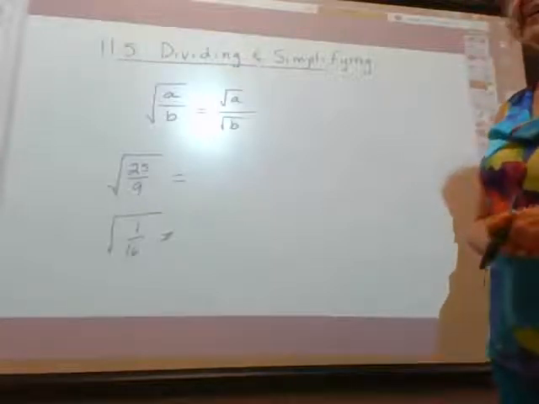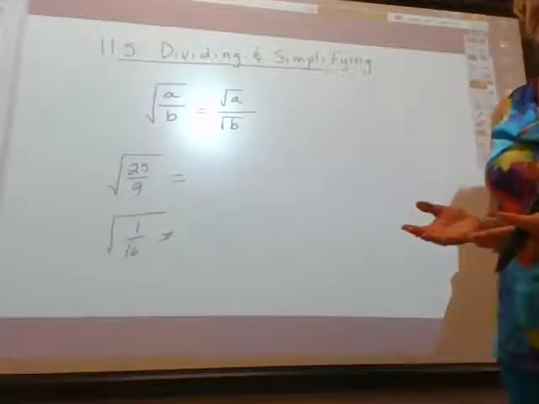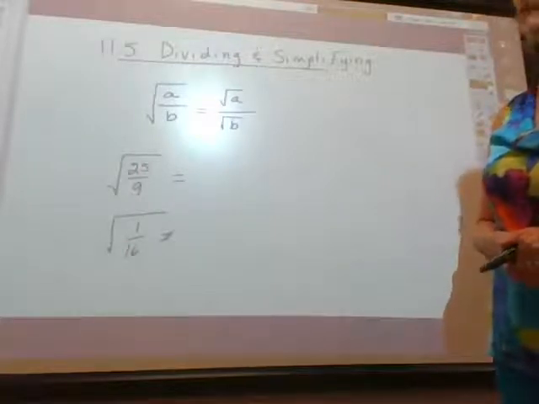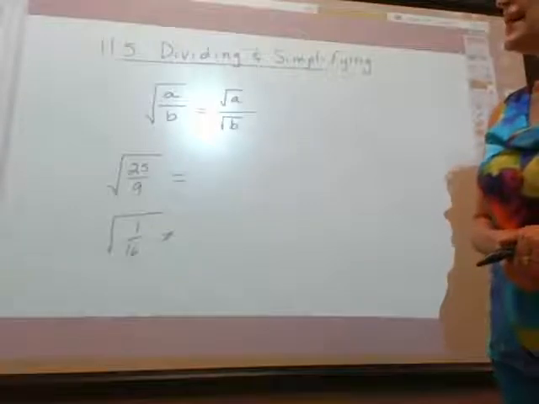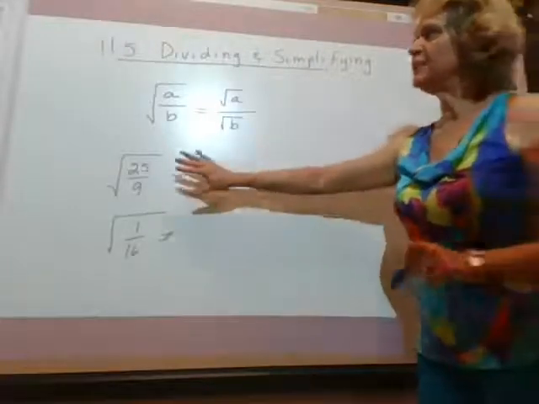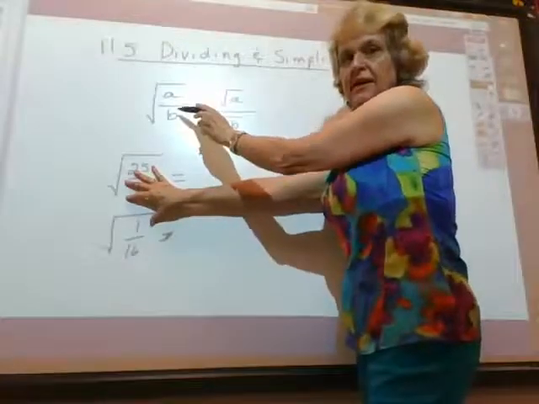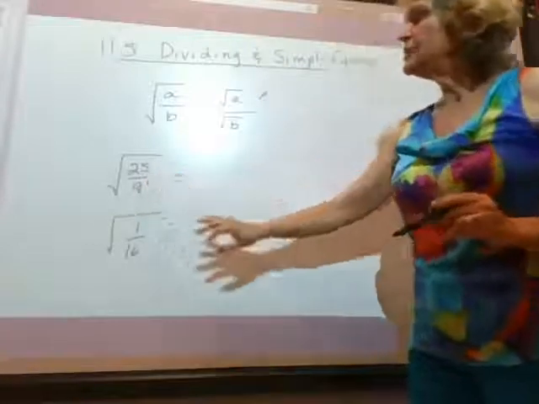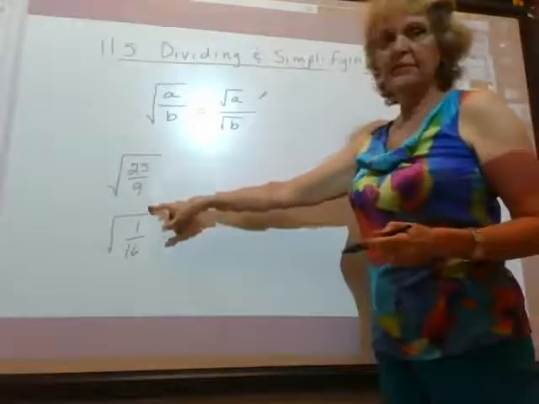Alrighty, welcome back. Yesterday we did multiplying, so you can imagine today we would do dividing. So that's what we're going to do, dividing radicals, and then of course simplifying. Just like with multiplying, if we have the division of radical A over radical B, then of course this is radical A over radical B. So for an example, we have a fraction.